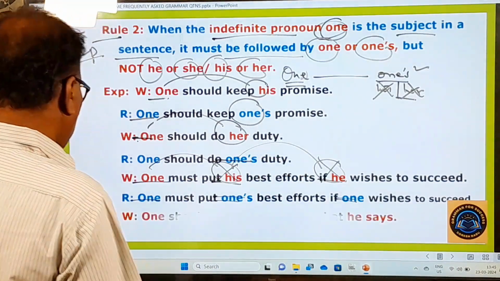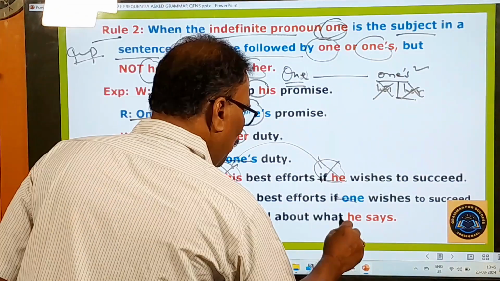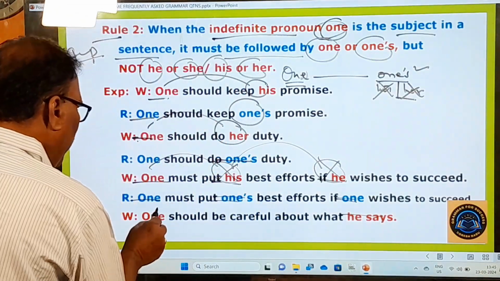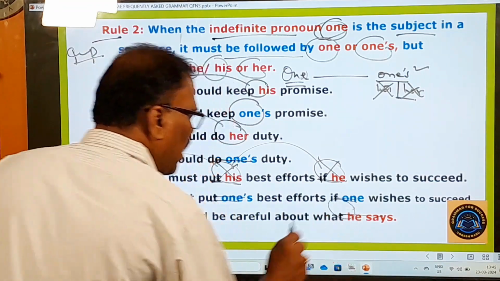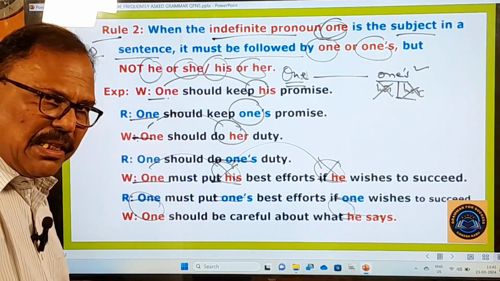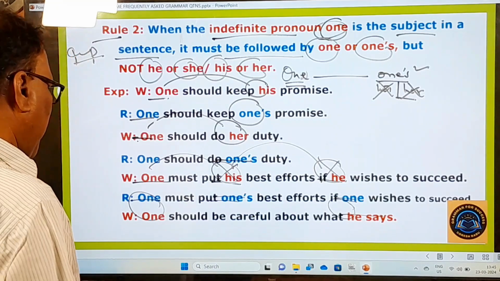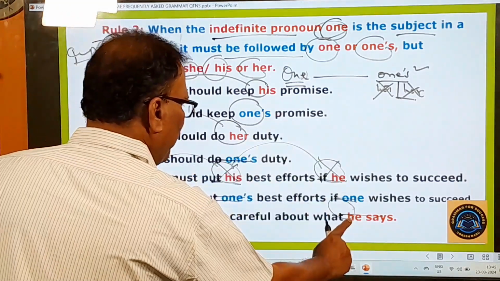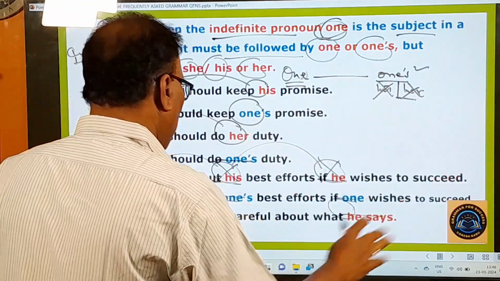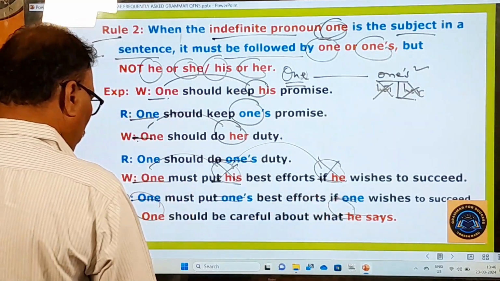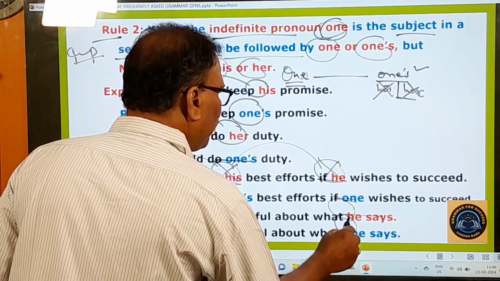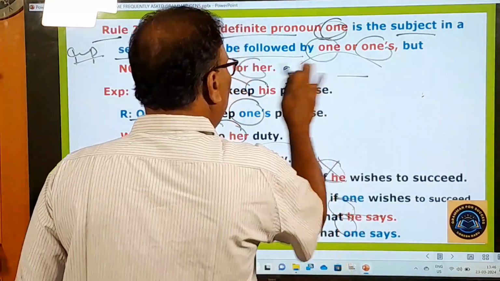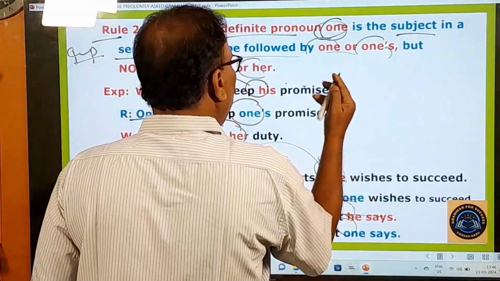And the last example: one should be careful about what he says. When the sentence begins with one, there should not be he or she in that sentence. One is always followed by one. Here the subject is one, therefore you should say: one should be careful about what one says. In the examination, what happens? Let me give you this.